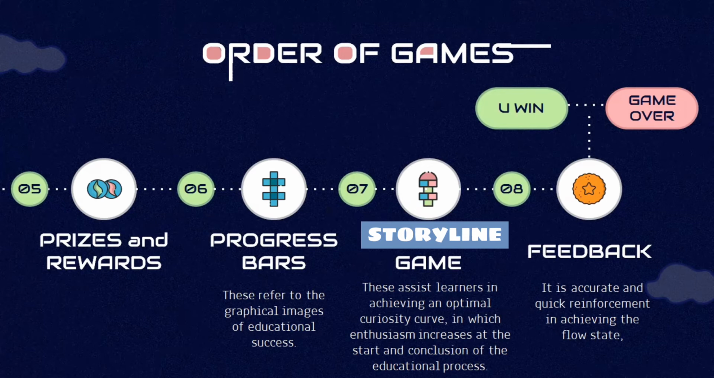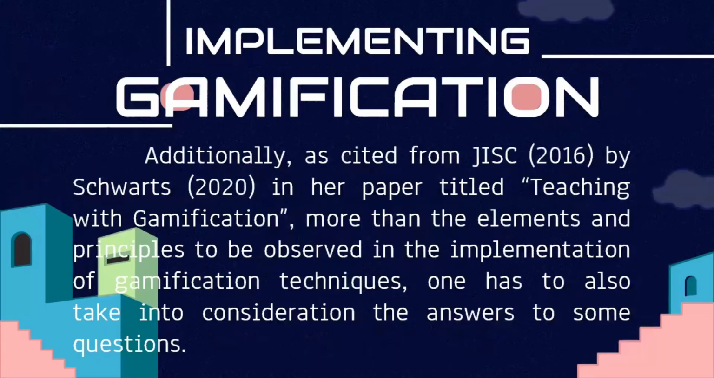These refer to the graphical images of educational success. Game. These assist learners in achieving an optimal curiosity curve in which enthusiasm increases at the start and conclusion of the educational process. And next, we have our feedback, which refers to accurate and quick reinforcement in achieving the flow state.